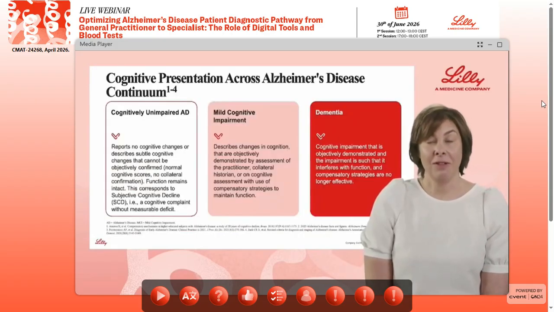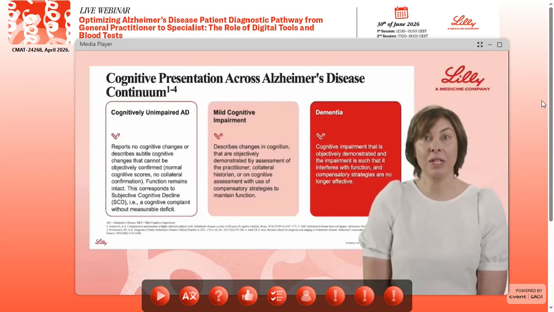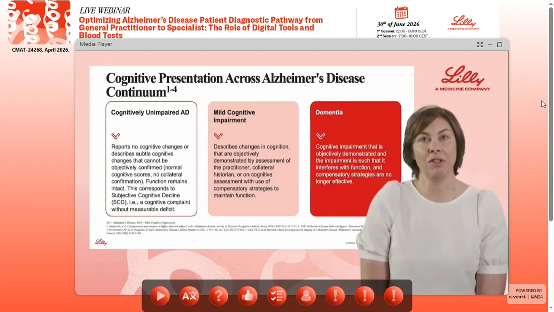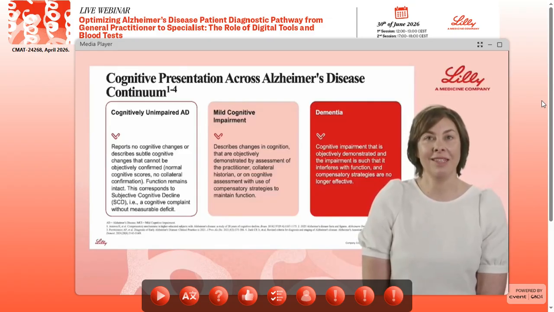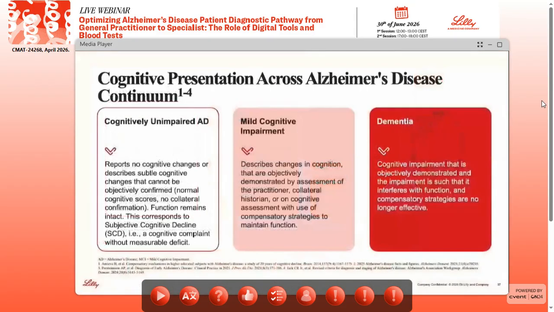Before we even think about doing a blood test, though, I want to bring you back to some core principles. We need to actually define the clinical syndrome that we're seeing. So when we went to medical school, we learnt that when we see a patient, we take a history, we perform an examination, and we do investigations. And the exact same thing is important in this context. So we need to understand what is the Alzheimer's disease continuum. It's not just dementia. So if we start with dementia, let's talk about what that actually means.